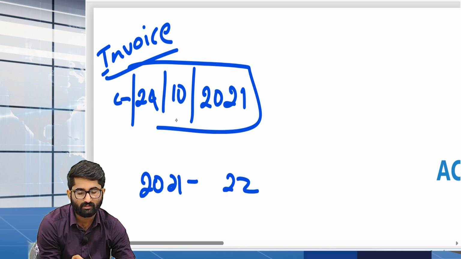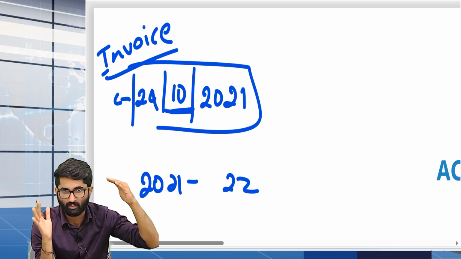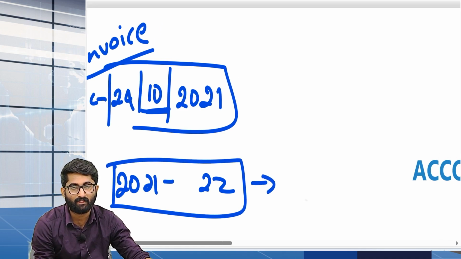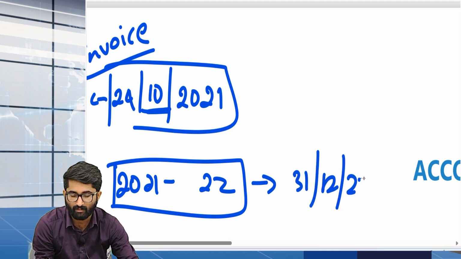2021-22, correct? October 21 means April, say 2021-22, that year. What is the due date of filing the annual return for this 21-22? This is 31st of December 22.